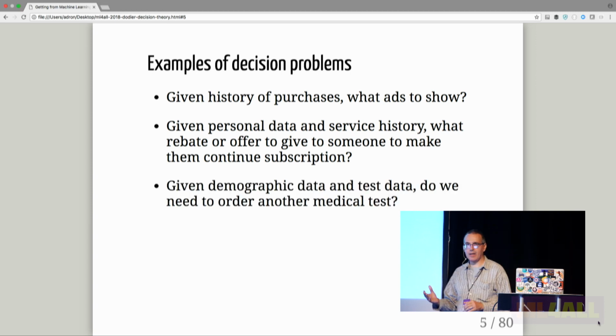Another example is if you knew some demographic data about a person and had some medical test data, is it necessary to order another medical test? So clearly there are trade-offs here. If you order a test that's unnecessary, then that can be expensive. But on the other hand, if you miss some kind of a medical condition, then that can be expensive as well. So you have to weigh these things.